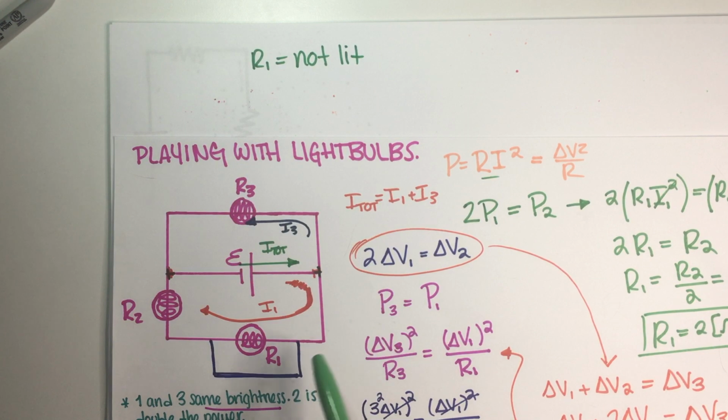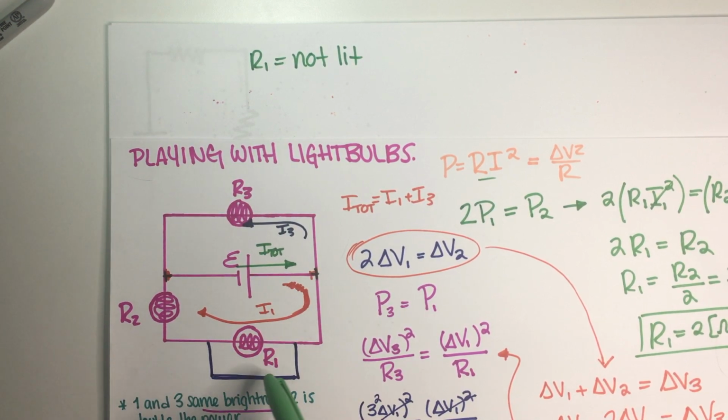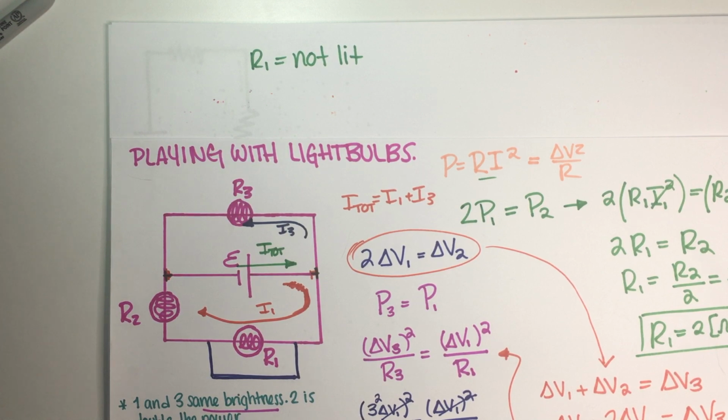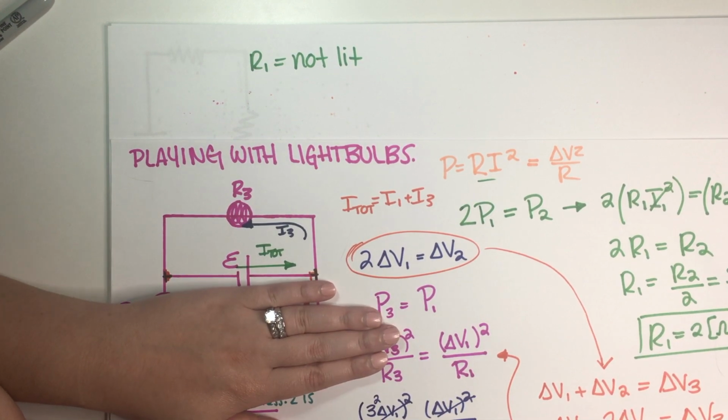R1 is not lit, because if you don't have any electricity flowing through the light bulb, then obviously the light bulb is de-energized. It's not energized, that's better. So it's obviously not going to light up. So now we have to figure out what's going to happen to the other two. Now R3 is actually very easy to figure out, because R3 is completely independent of what is happening in this branch over here.